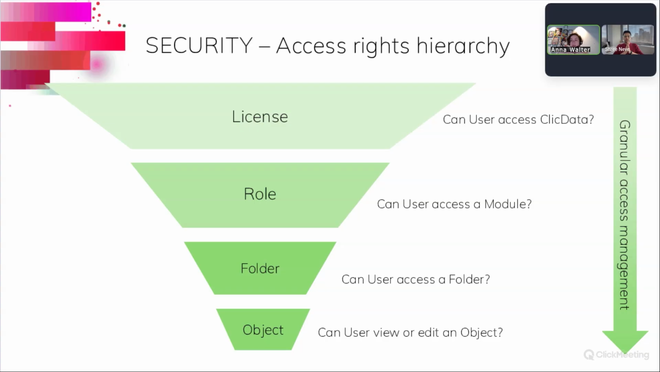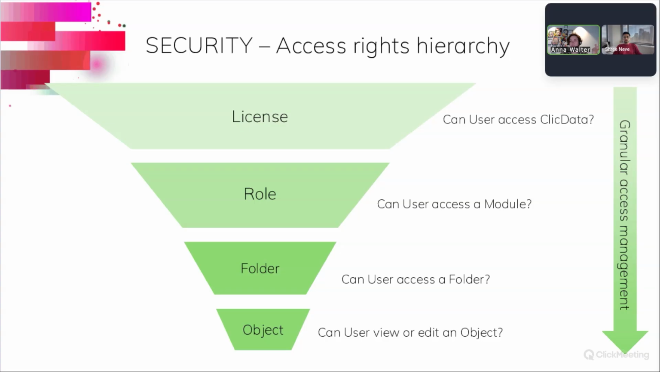I'm going to go through it because I think it's important that we understand what each level of access right does. Basically, when you want to access an object in ClicData, whether it's a dashboard or a report or a data set or whatever, you need a license so that user can access ClicData. Then you need a role to give access to a certain module. And then you need access to a folder where the object is stored. And then you also need access to the object level.